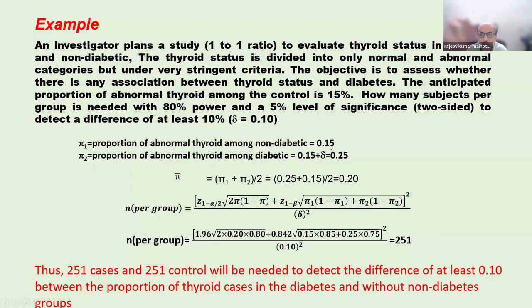In non-diabetics, the abnormal thyroid is 15%, and I suspect that it will increase. So this is 15% plus 10%, that is 25%. I will calculate the average of this 25% and 15%: 0.25 plus 0.15 divided by 2 is equal to 0.20. I substitute this value in this formula and get the sample size of 251. So 251 cases and 251 controls, or 251 non-diabetic and 251 diabetic subjects, are needed for finding this.